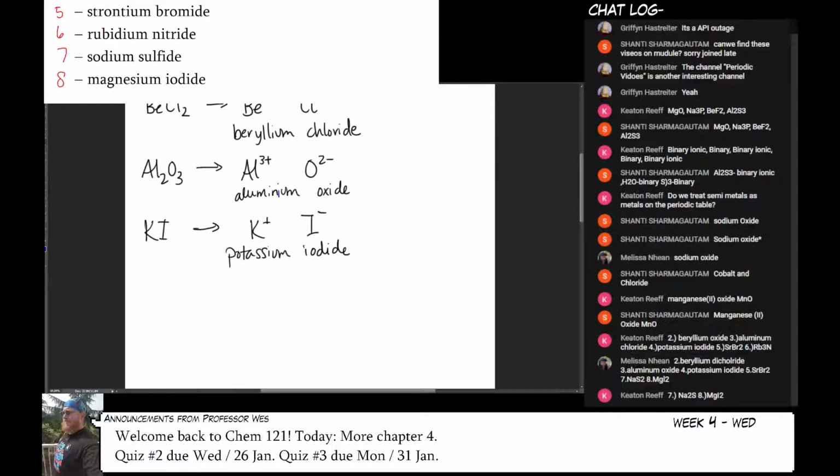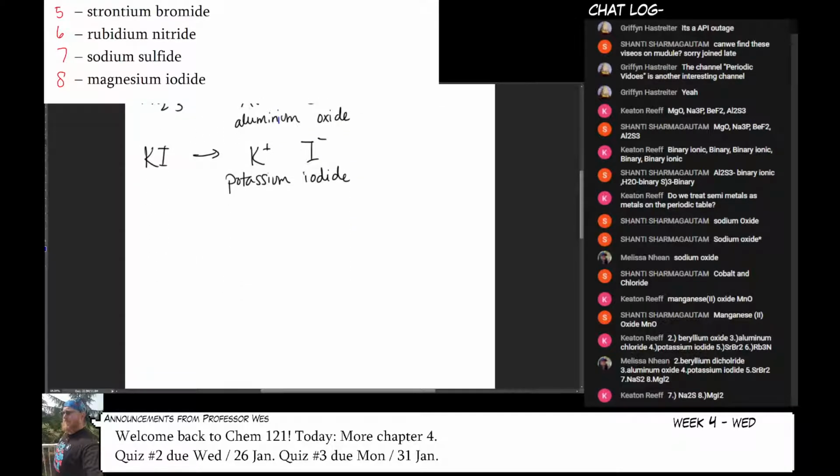All right, and then for 5 through 8 here. So let's write the name out. Strontium bromide. Strontium is this. And then bromide is that. And now I just have to balance out the charges. I've got 2 positives, 1 negative, so I need another negative. And there you go.